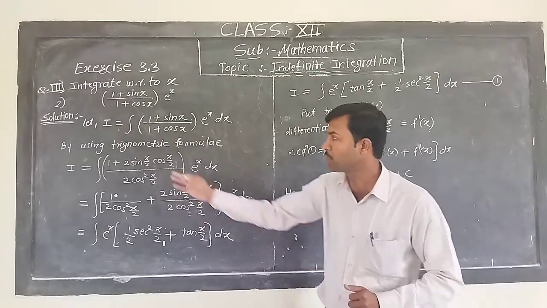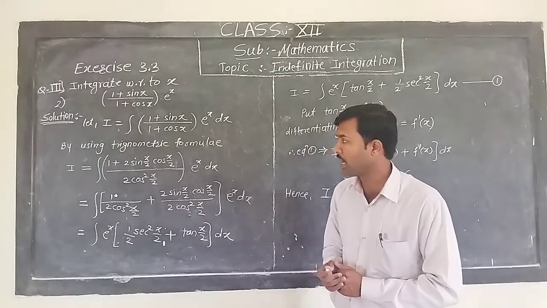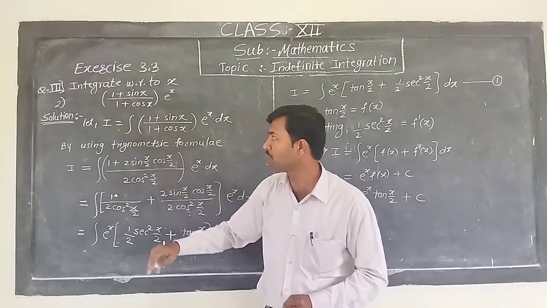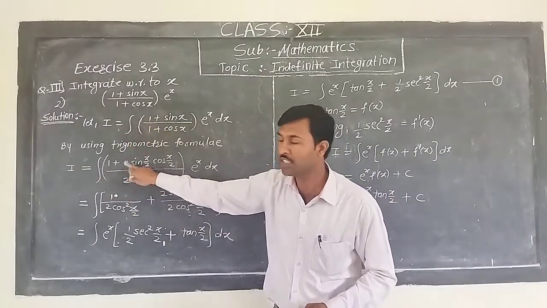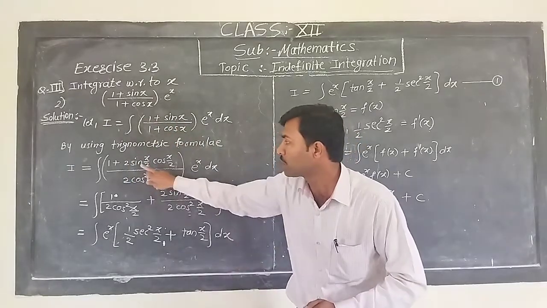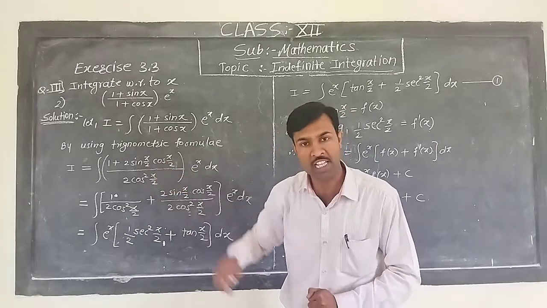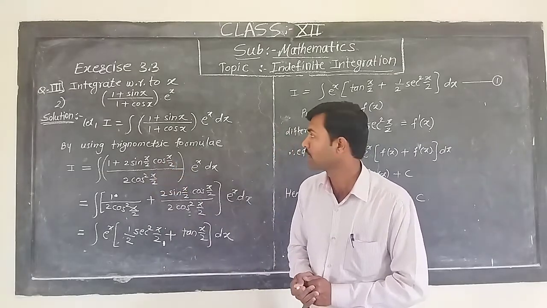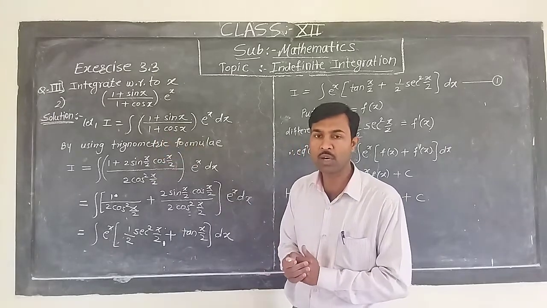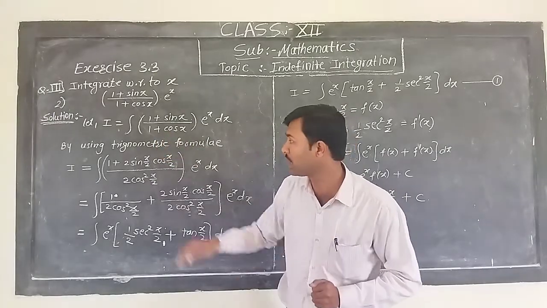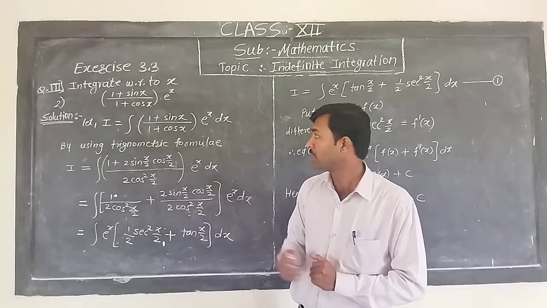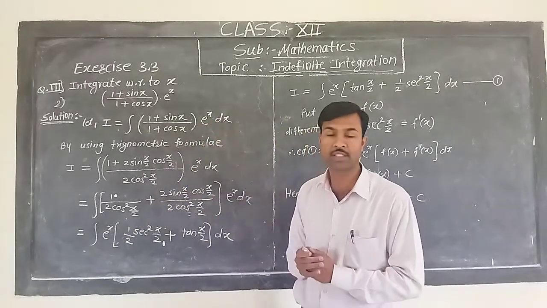For that I use some trigonometric formulae, and by using that formula I write this function as I is equals to integration of 1 plus, which remains as it is. Here is a term sin x. We have a formula for sin x, that is 2 sin x by 2 into cos x by 2, the half angle formula. Also in the denominator the term is 1 plus cos x. We have a formula for that, but we have to use the half angle formula. 1 plus cos x is 2 cos square x by 2, into e raised to x into dx.